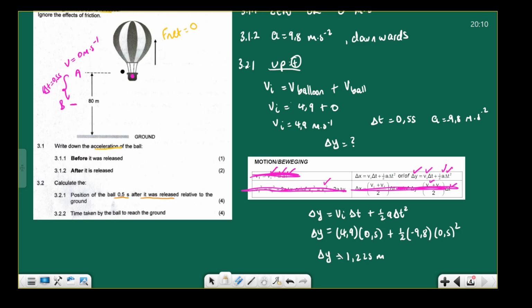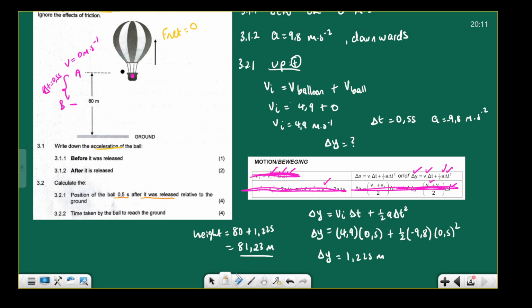Oh, so if it's positive, guys, it actually means the height of the ball after it was released is how much. Therefore the height of the ball, let me write it here, the height is equal to, remember it's 80 meters. If it's positive, it means it was on its way up. So it's like 80 plus 1,225. So the answer would be 81,23 meters. That is the height.